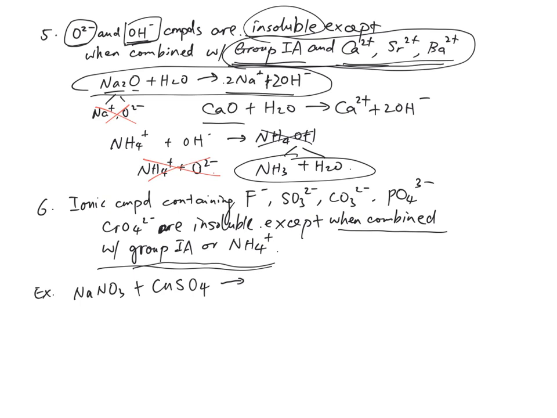First of all, you've got to exchange partners. After a couple lectures, you should be fairly familiar with this. Sodium is +1, nitrate is -1, sulfate is -2. That means your copper is +2. So sodium is going to go with sulfate, and copper is going to go with nitrate. Copper nitrate, +2, -1, so I better have 2 of these. And then sodium and sulfate, +1 and -2, I better have 2 of those.